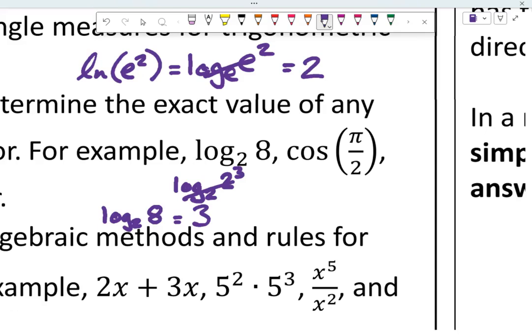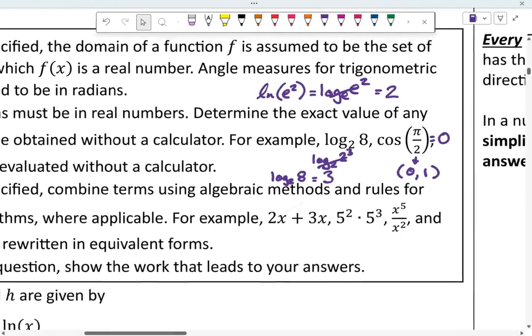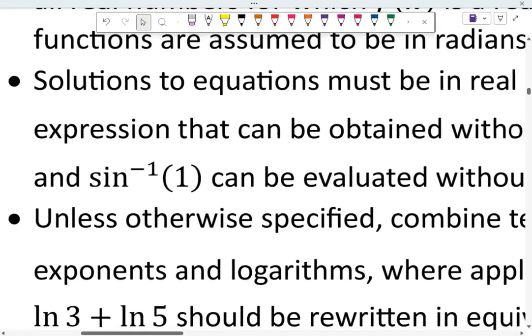Okay? Cosine of pi over 2. This one you just get your answer from the unit circle. What is cosine at pi over 2? Up at 90 degrees, at pi over 2. What is cosine? So what is the coordinate pair at pi over 2? Up at 90 degrees. What's the coordinate pair, guys? Which one is cosine? The 0. So cosine of pi over 2 is 0.